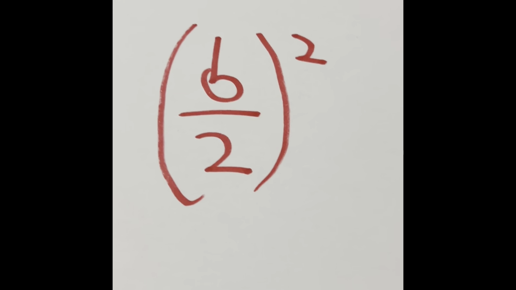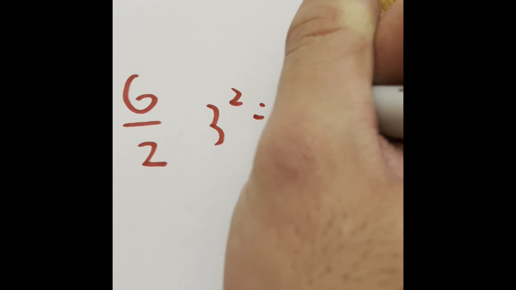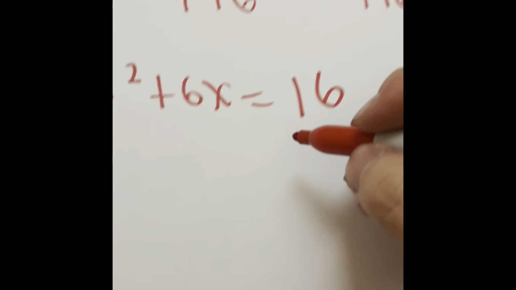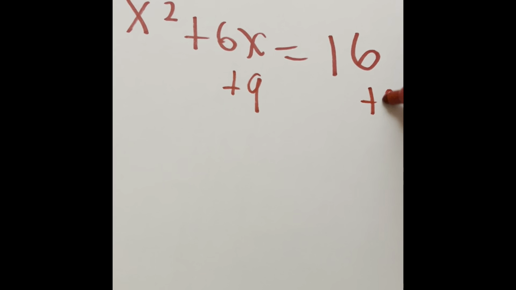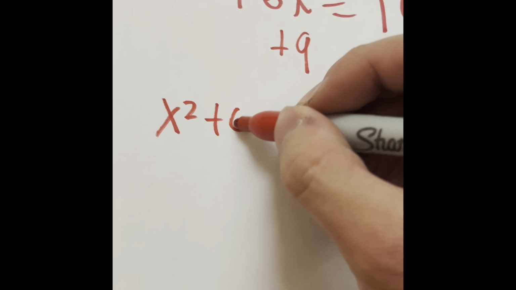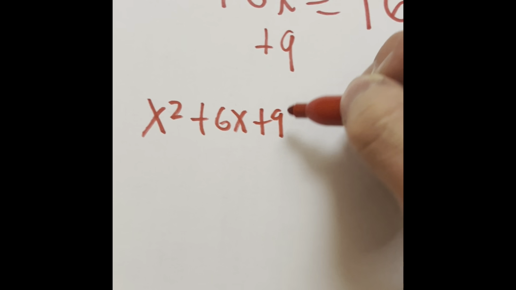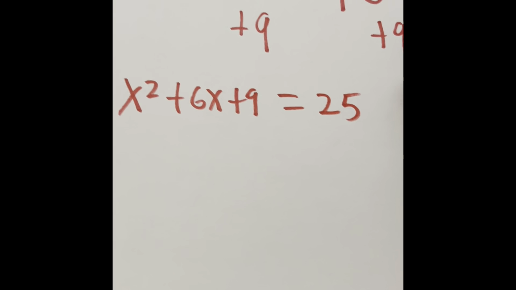b divided by 2, squared. So our b value is going to be 6. So 6 divided by 2 is 3. 3 squared is going to equal 9. So we're going to add 9 right here, and add 9 right here. So x squared plus 6x plus 9 is going to equal 25. 16 plus 9 is 25.